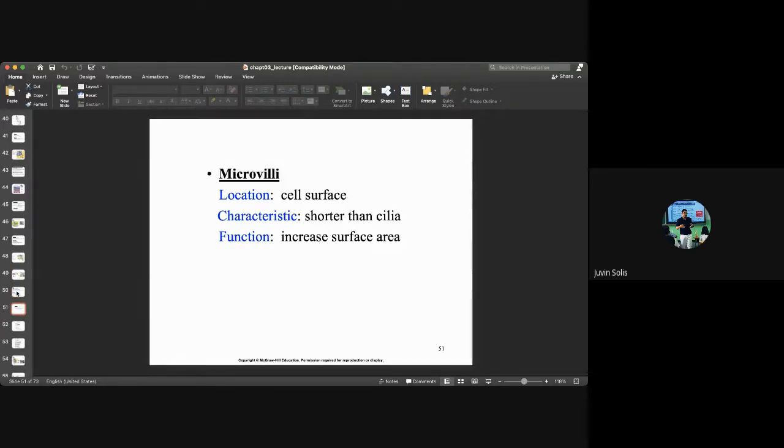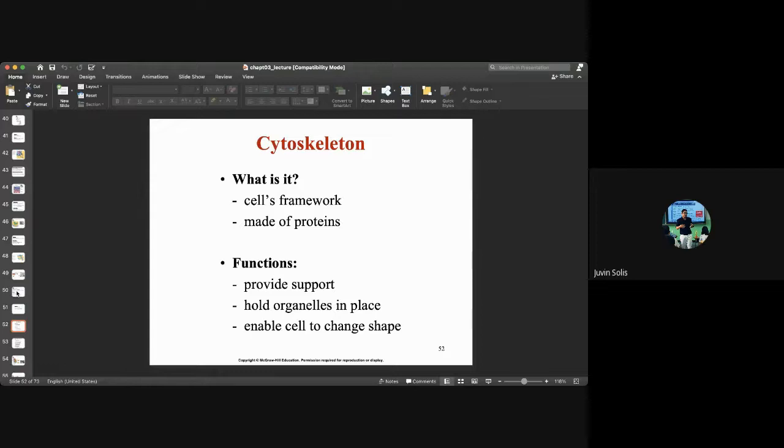And we also have your microvilli. This one is shorter than your cilia. Okay, it looks like shaggy hair. And it increases surface area. So these are the things that we actually use to transport other materials in and out of our cells. So your cilia, flagella, microvilli. Cilia, it looks like our eyelashes. Flagella, it has your whip, while microvilli is smaller than your cilia. Now let's move here.